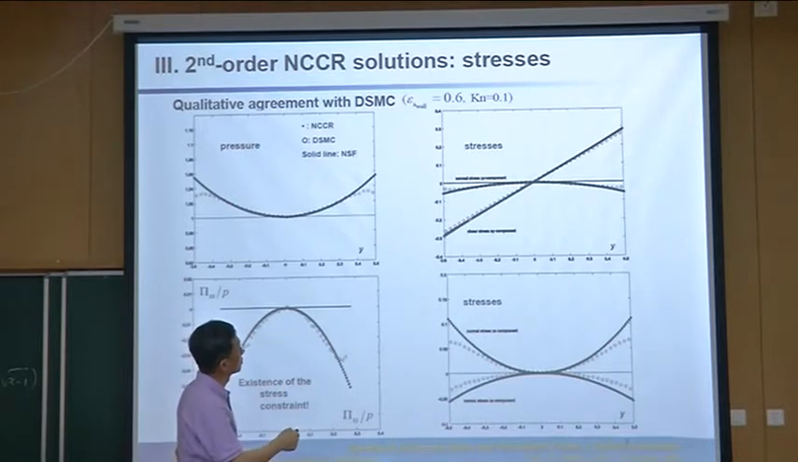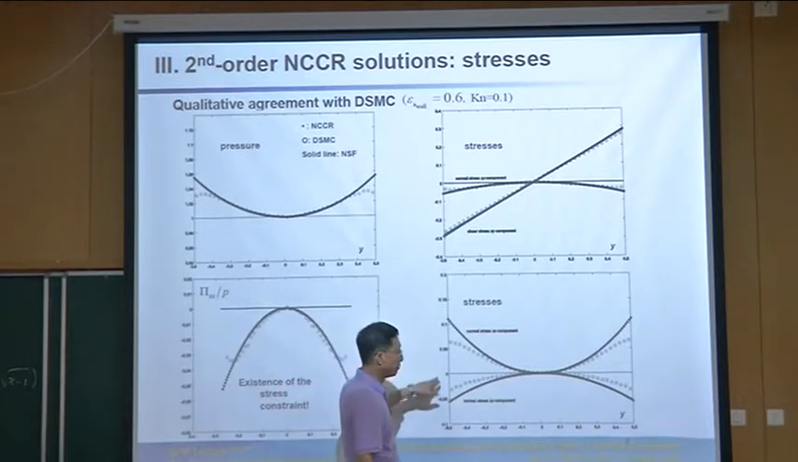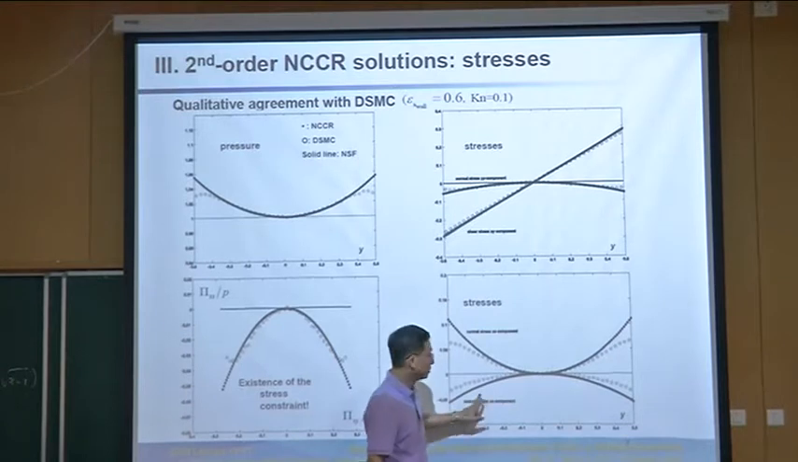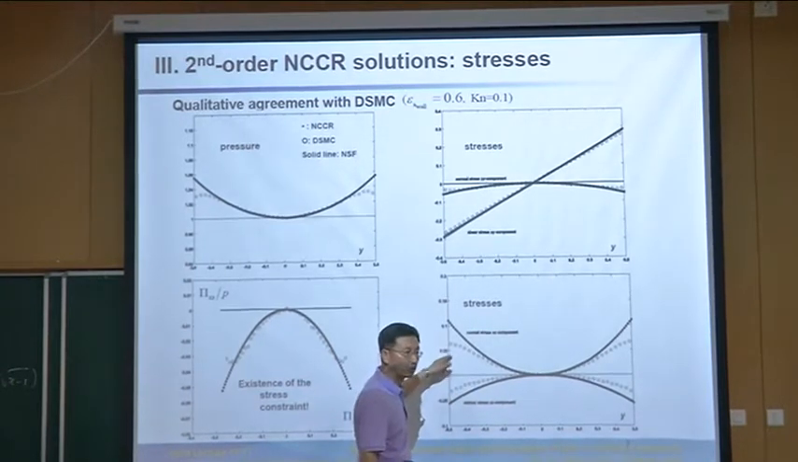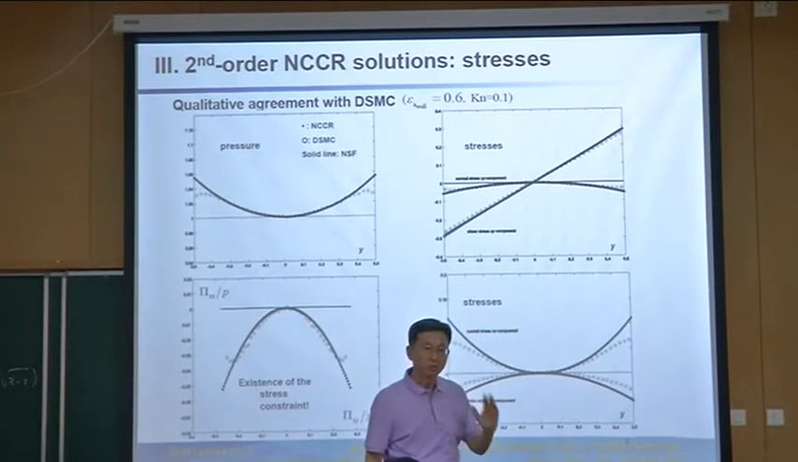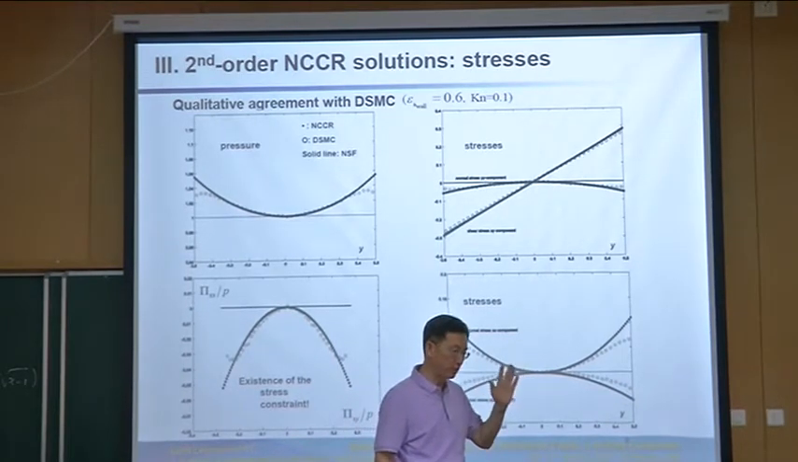So Navier-Stokes or NCCR: the dark line is NCCR, the solid line is Navier-Stokes. The upper circle is DSMC. And then you have the non-zero normal stress, this one. And that normal stress value is, remember, minus 2 times pi y. So the DSMC also looks like this, much like minus 2 times. That kind of thing is just explained by a simplification.